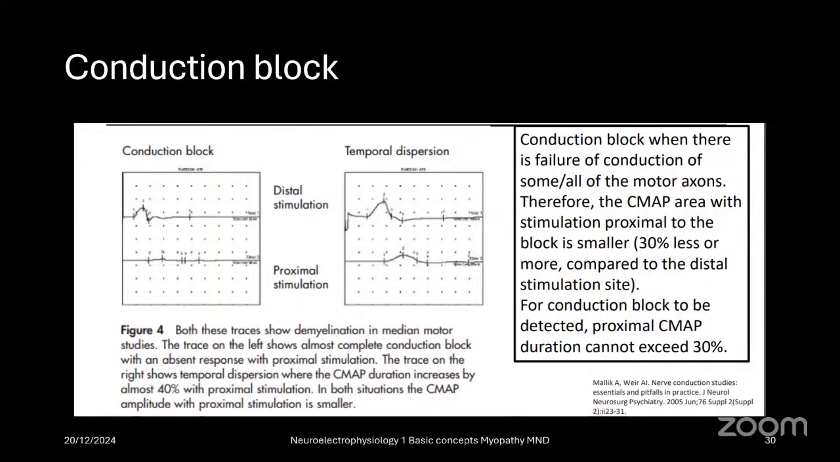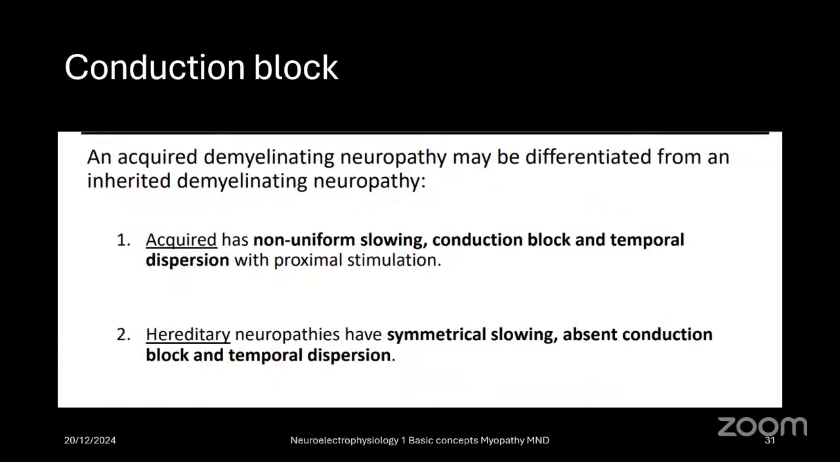For conduction block to be detected, proximal CMAP duration cannot exceed 30% of the distal. So that's how you diagnose. So an acquired demyelinating neuropathy has to be differentiated from inherited demyelinating neuropathy, which you can see in hereditary motor sensory neuropathies. Right? So in those cases, what is the main difference between these two?